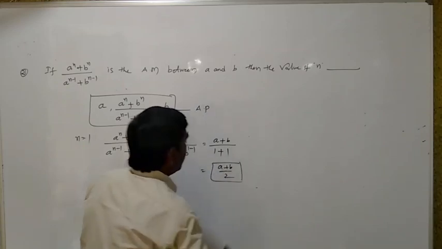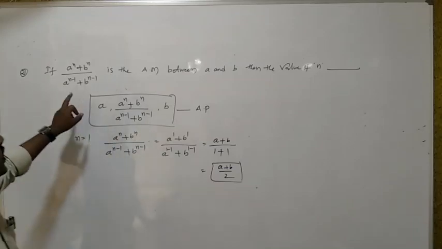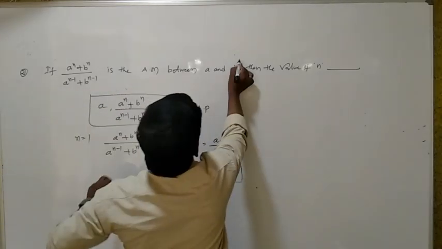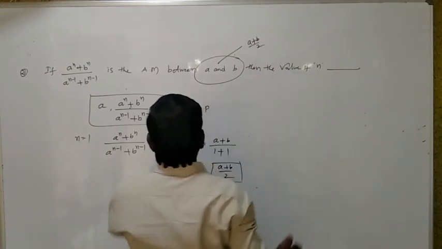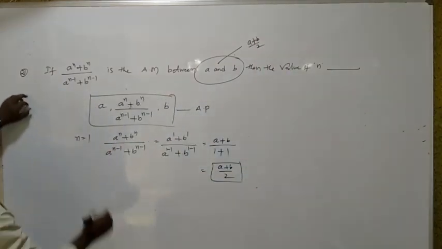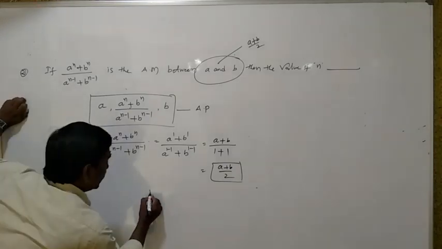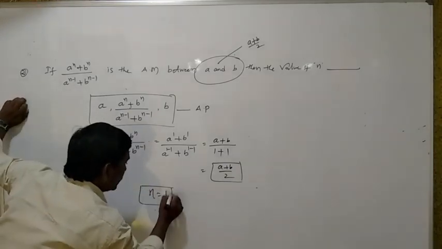So we got the arithmetic mean of a and b. The arithmetic mean of a and b, we know, is (a + b)/2. We got the answer. So n equals 1. Here we take n equal to 1 for that problem.